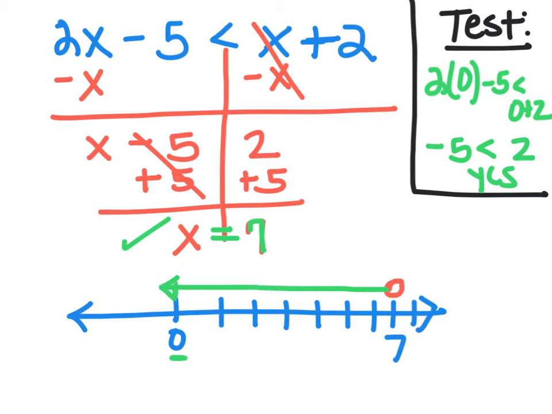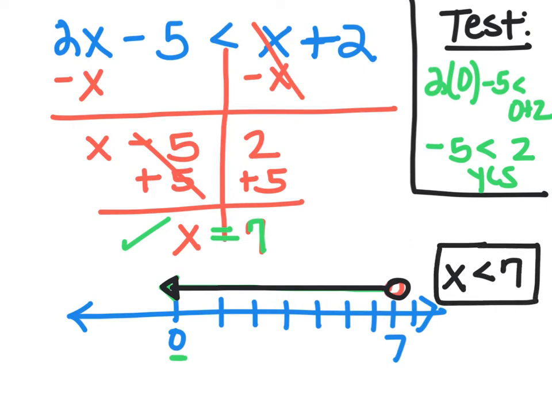Again, the last step a lot of people are forgetting is to write what this shows. I need to actually write an inequality. So I'm going to write x is less than 7, all the numbers less than 7 will make this true. So this is my solution.